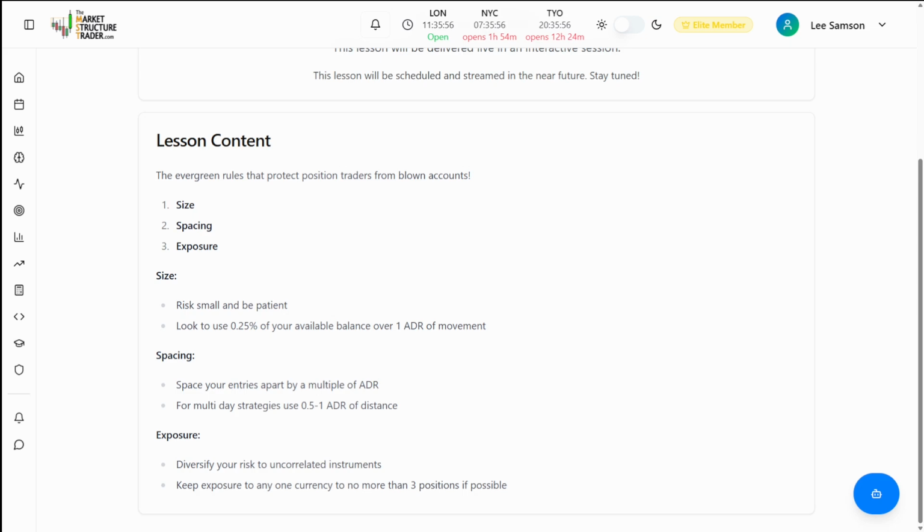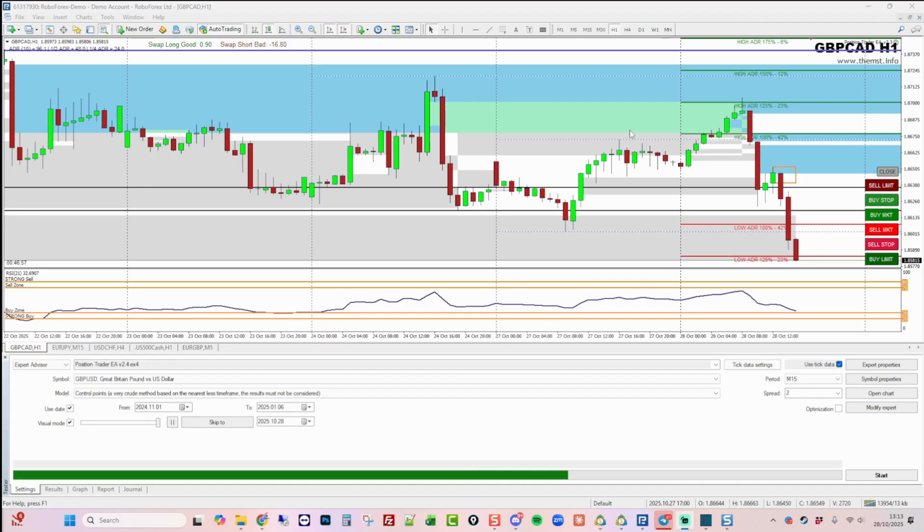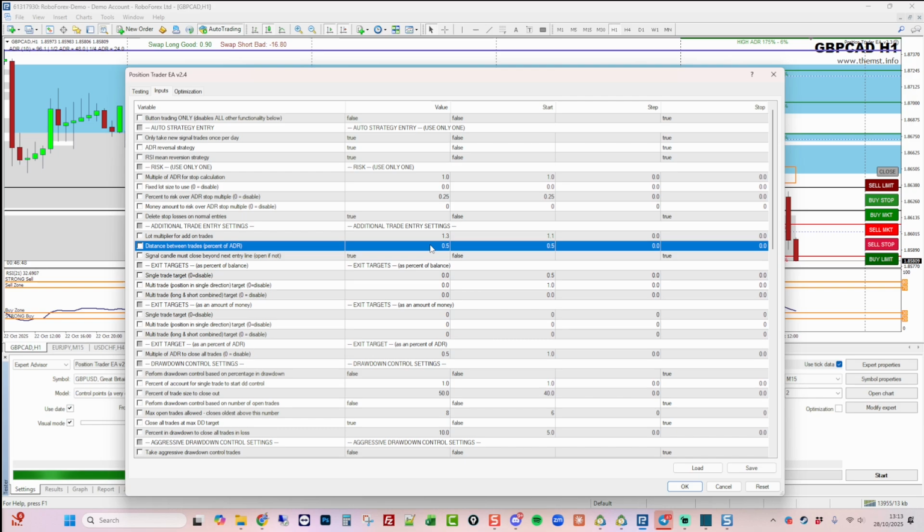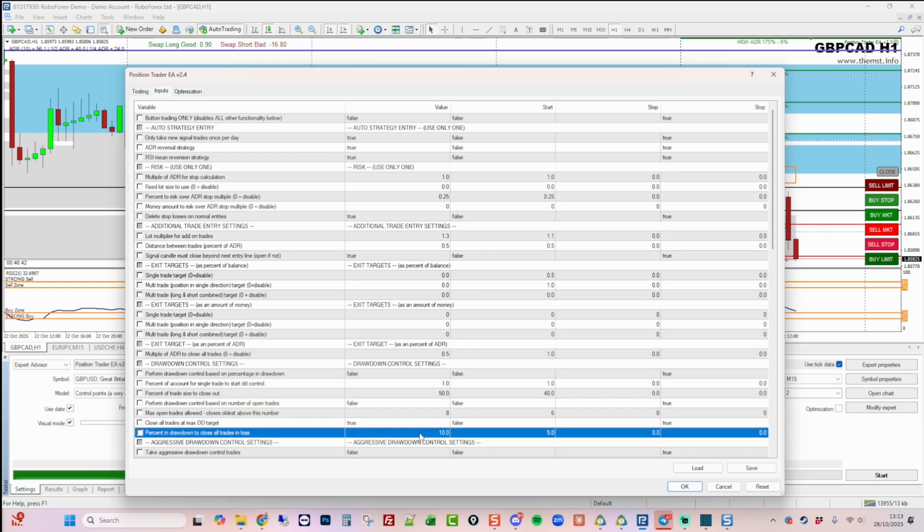I'm going to use the position trader EA to demonstrate how this works. So what I'm going to do here is run two tests with the position trader EA. The first test, we're going to space our entries half of an ADR apart, and we're going to have an absolute maximum drawdown set to 10% of the account.